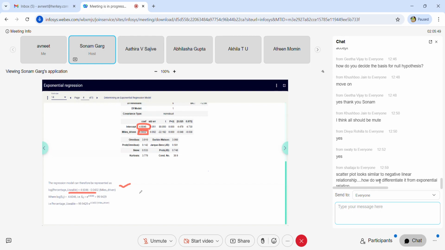So it is e to the power of beta 0, e to the power of beta 1 times x. So the original equation was y equals beta 0, e to the power of beta 1 x. This was originally y. So here comes the final equation.